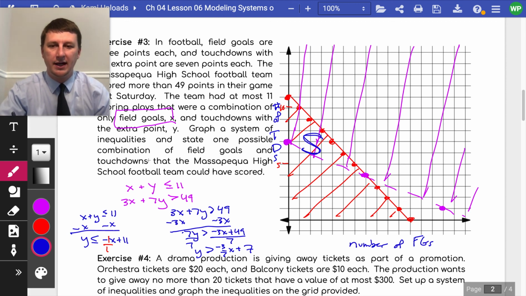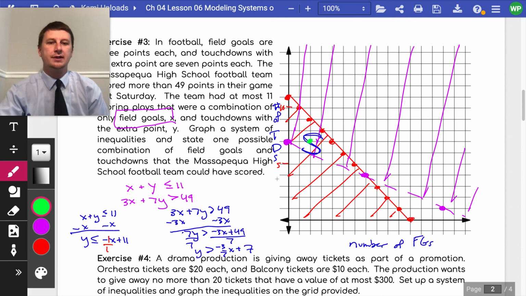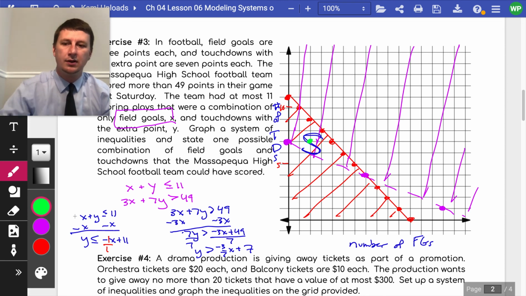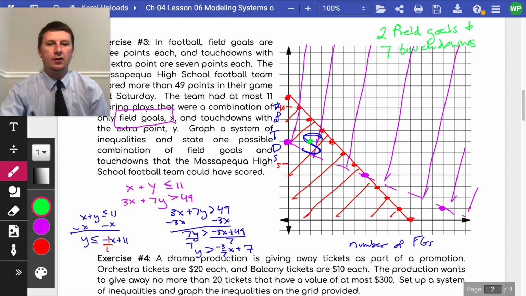So it says state one possible combination. So I'm going to just pick a safe point. I'll make it nice bright green right here. And a safe point would be right in the middle of my solution set. So that's the point 2, comma 1, 2, 3, 4, 5, 6, 7. So that would be 2 field goals and 7 touchdowns, which would satisfy all of the information in this word problem.